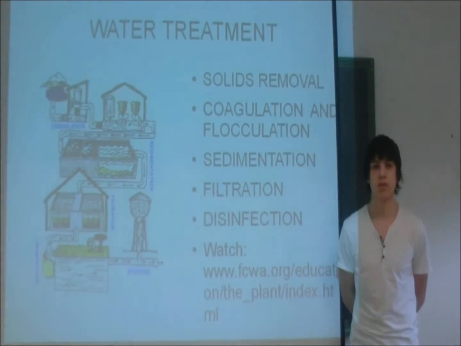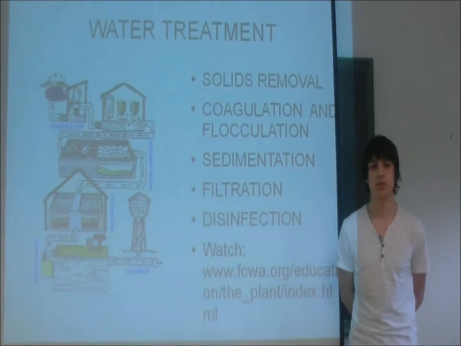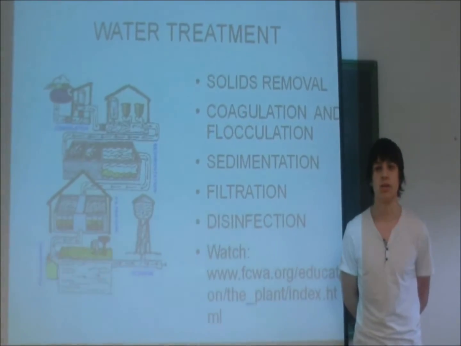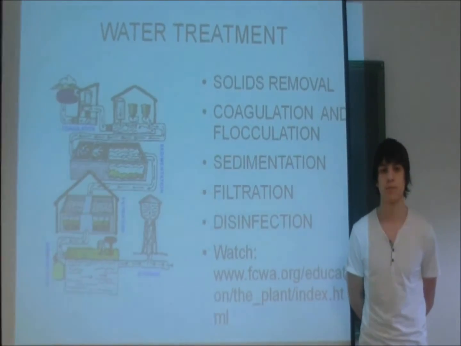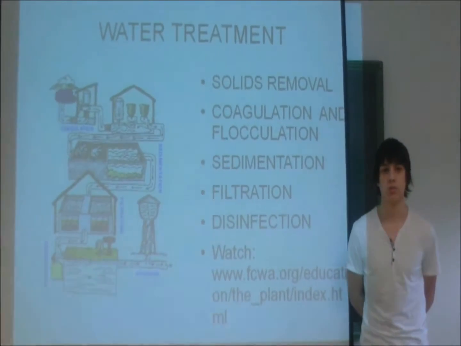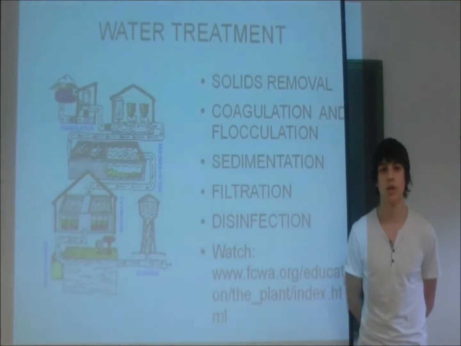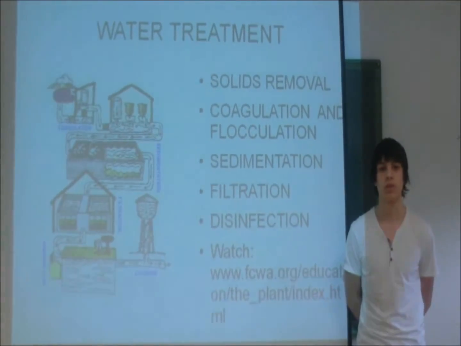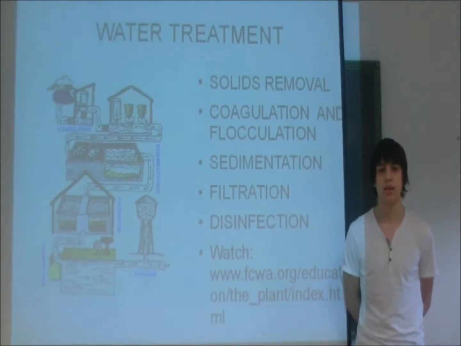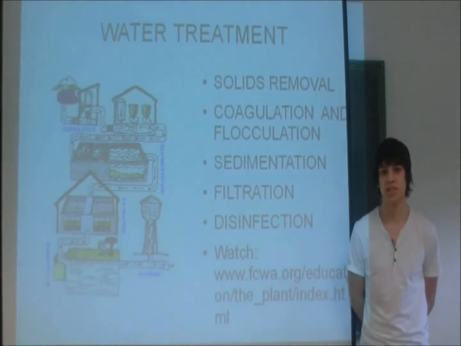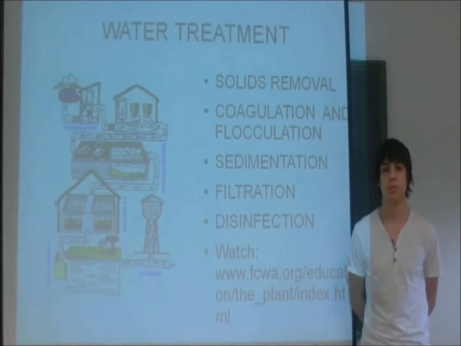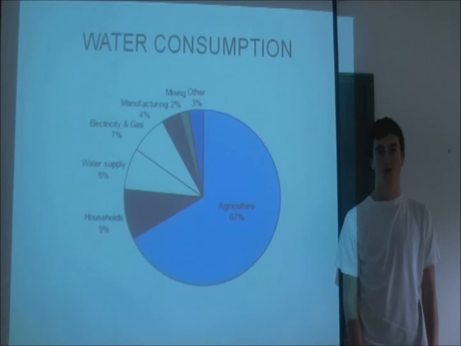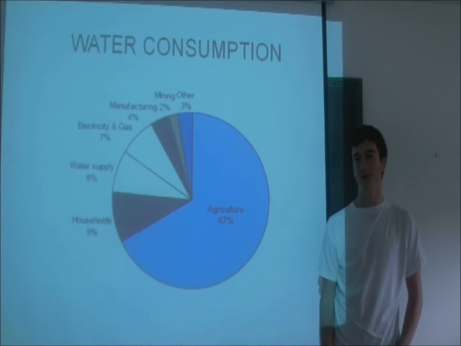In filtration, water passes through filters to remove any small dirty particles in the water, and then goes to disinfection. In disinfection, chlorine is added to water to kill any bacteria and microorganisms, and then the process is finished and water goes to your houses by pipelines. Now that we know how the water is treated, let's see how we consume it.